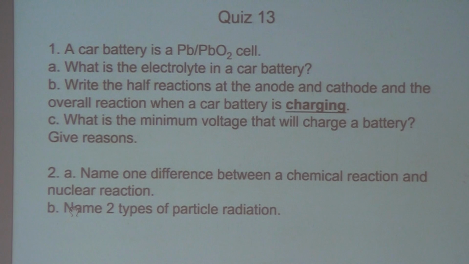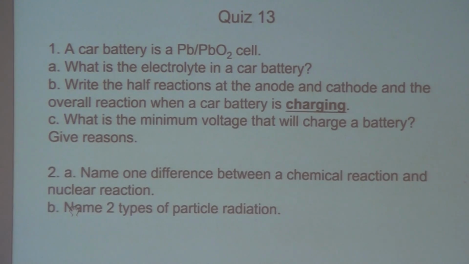Okay, so a car battery is a lead oxide cell. What's the electrolyte in the car battery? Yeah, sulfuric acid. What's the concentration of the sulfuric acid? 18 molar. Okay, when the battery is charging, note again that the car battery is rechargeable. In one direction, that's discharging, you produce electricity. In the other direction, you have to supply energy to charge the battery back up. So in the charging direction, what reaction occurs at the anode, and what reaction occurs at the cathode?